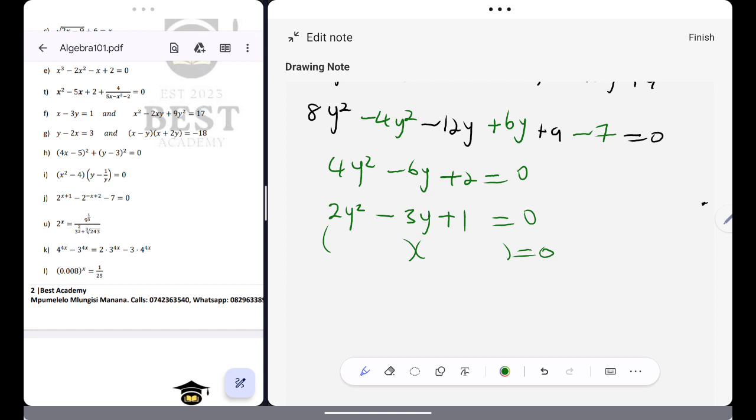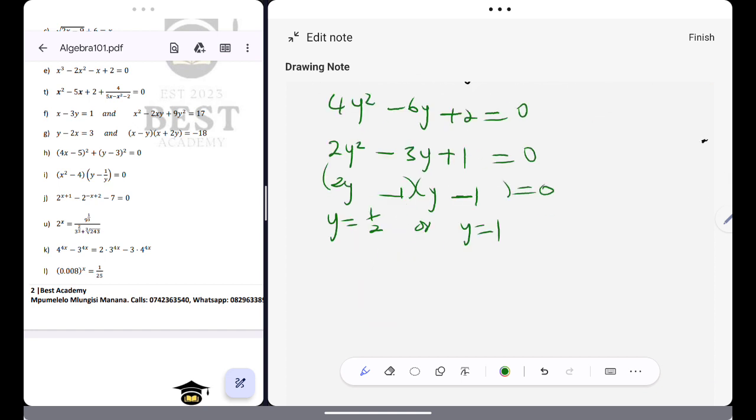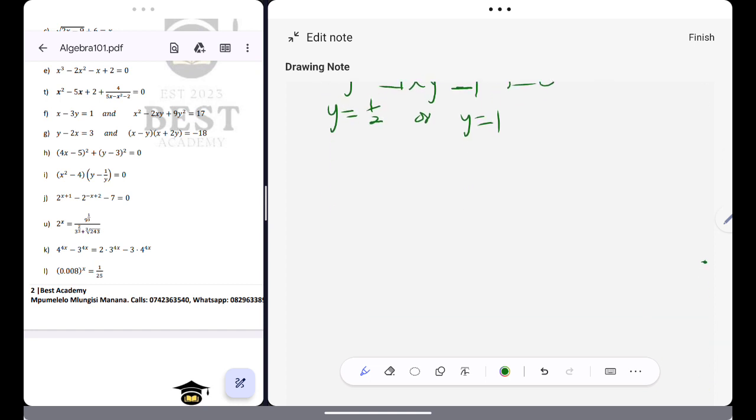Okay, let's continue. I'll have 2y, y, 1, 1, minus and minus. y is equal to 1 over 2, or y is equal to 1. Are you together? So now I've solved for y. The only thing I'm left with is to solve for x.